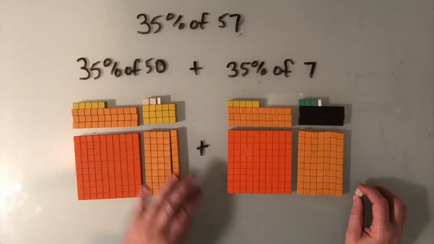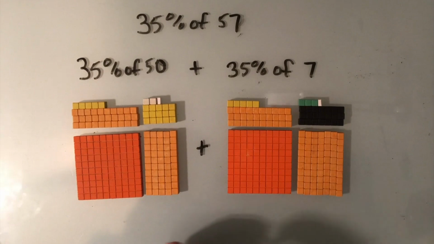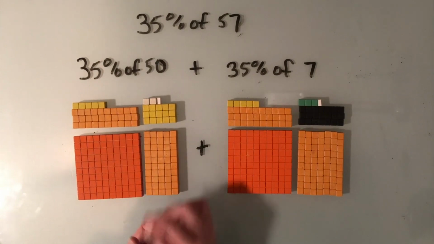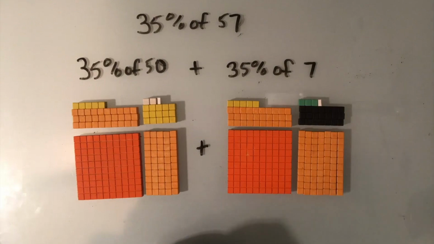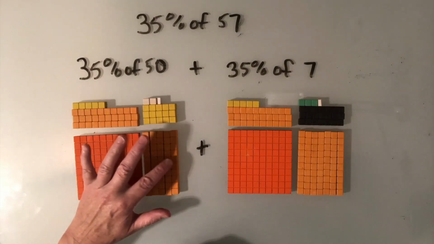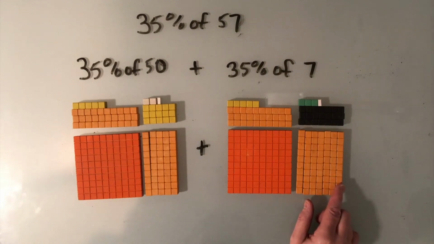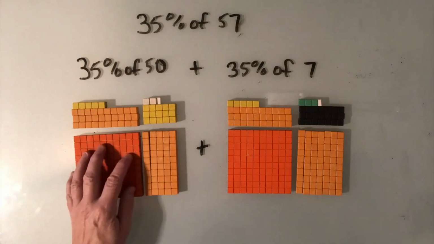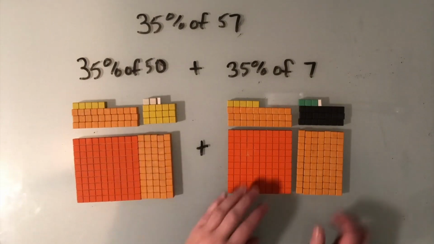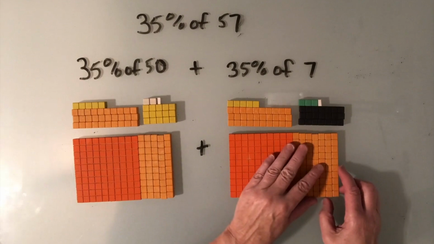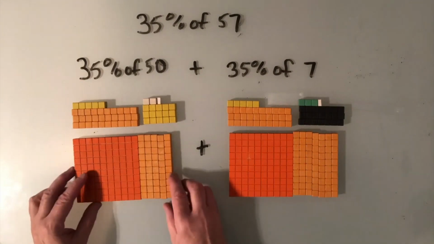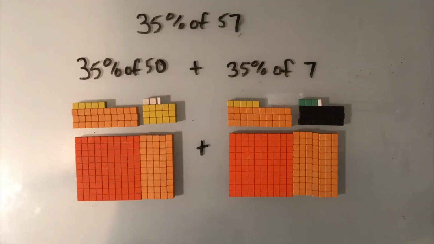Okay, very important that you see that we're using a different unit for 1 in each of these. This is 1 here, this is 1 here. This is 10, 20, 30, 40, 50. This is 1, 2, 3, 4, 5, 6, 7. Okay? 100% of 50 is 50. 100% of 7 is 7. But we don't want to know about 100%. We only want to know about 35%.